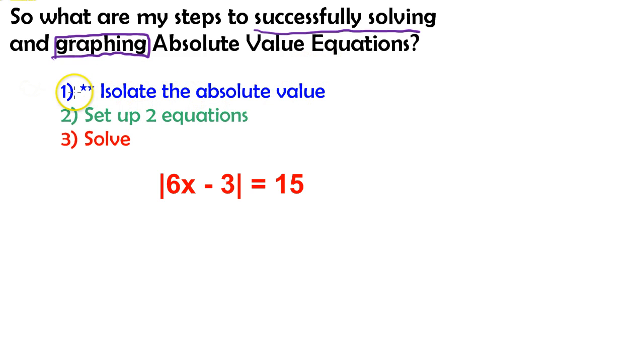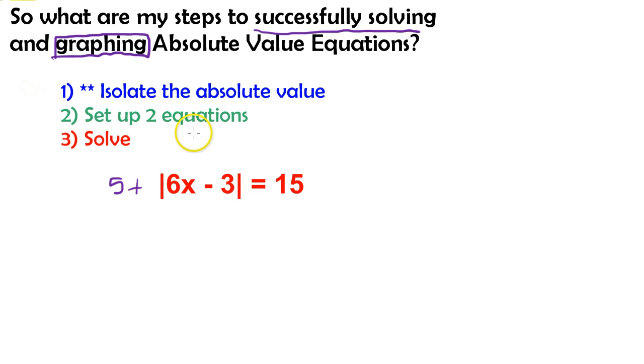It says step number 1, you need to isolate the absolute value. Now I have 2 stars here because you're typically not going to have to do this, but here's what that means. If you have an absolute value equation like this, and it has something at the beginning like 5 plus this whole thing.